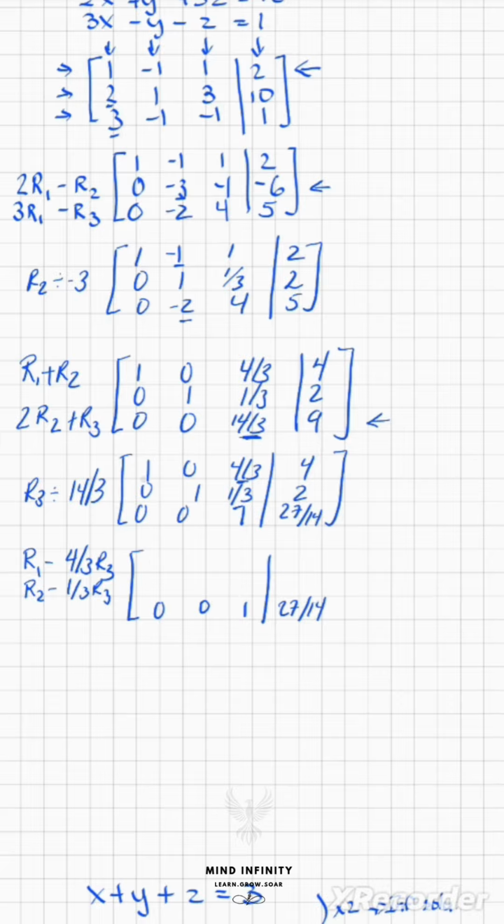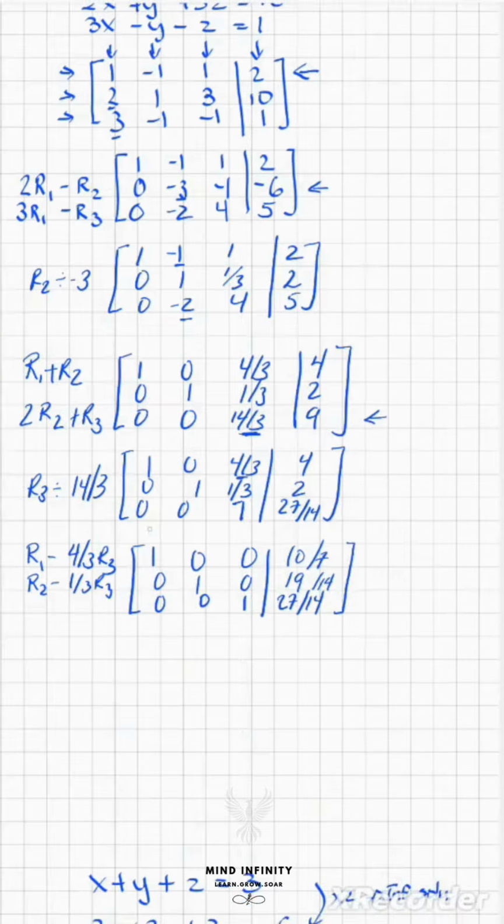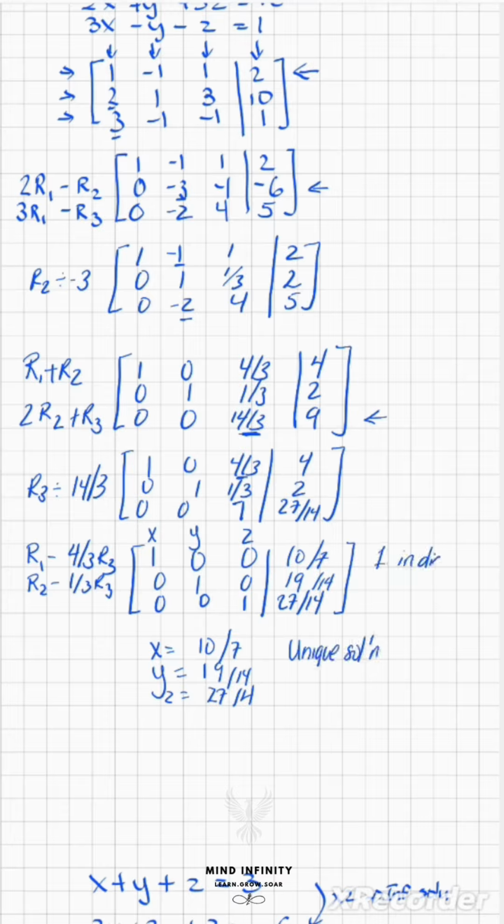Then this one is 1 minus the 4/3 of 0, which is just 1. Then 0, 0, 10 over 7. Then 0, 1, 0, 19 over 14. Now, if we interpret this result, this is x, this is y, and z. So x is equal to 10 over 7, y is equal to 19 over 14, z is equal to 27 over 14. This is a case of unique solution. We have 1 in diagonal and zeros everywhere.